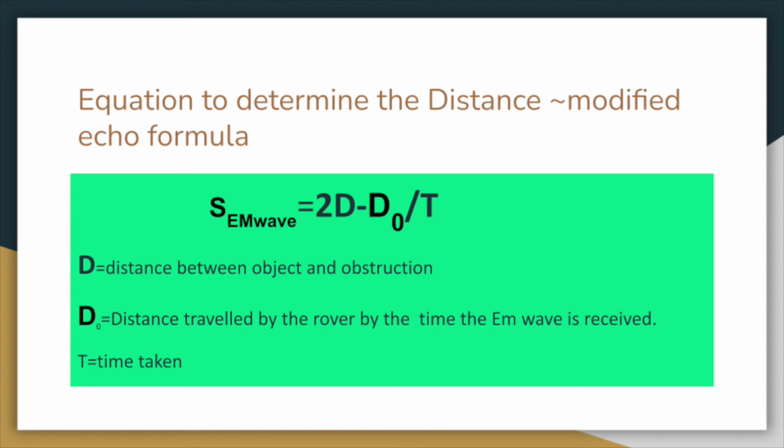D naught stands for the distance traveled by the rover by the time the EM wave is received by the receiver. And the third one is T, which stands for the time taken by the electromagnetic wave to be received.